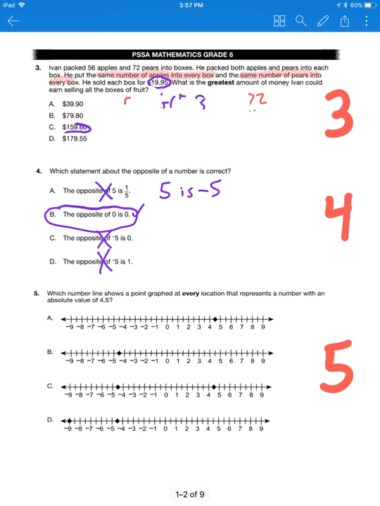Okay, 5. Which number line shows a point graphed at every location that represents a number with an absolute value of 4.5? All right, now remember, absolute value is how far away a number is from 0. So, if I look at A, that is on 4.5, but that's not every location. It has to be at both the positive and the negative for 4.5. So the only one that has that is C, because look at this dot. It's at -4.5. Look at this dot. It's at +4.5. So the answer is C.